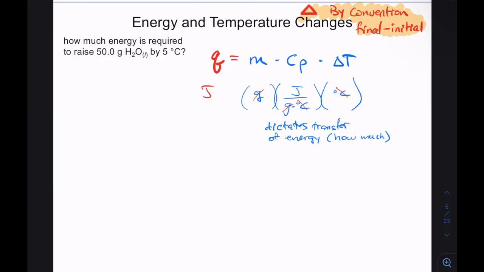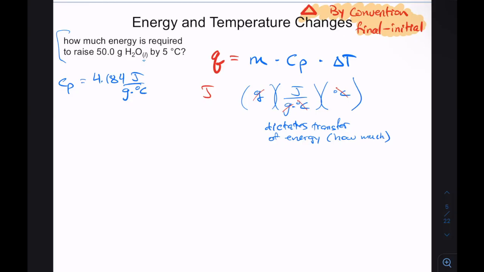All right, so let's take a look at this question now. How much energy is required to raise 50 grams of H2O liquid by 5 degrees Celsius? Well, this should be pretty straightforward, but I need to tell you that the specific heat capacity of water is 4.184 joules per gram degrees Celsius. And you'll always be told this, and if you need it in a problem, you'll be given that value, or you'll have a table where you can look it up.